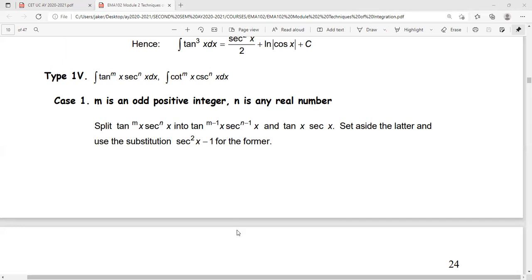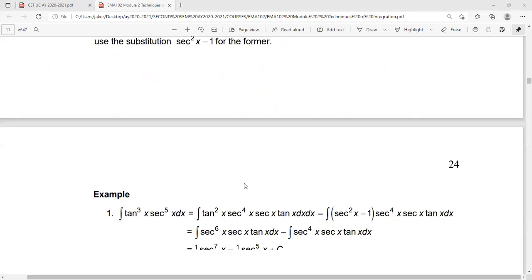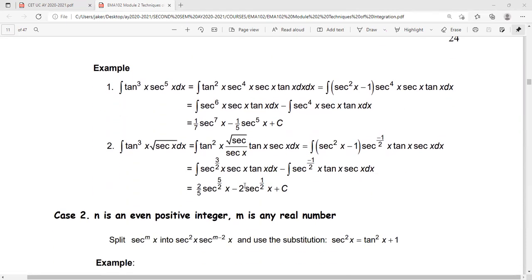Now, I think that would be difficult if I would just simply explain here, so it would be concrete if we have examples. So look at here. m is any positive odd exponent. n is any real number. So this is your n. It's the secant that is raised to the n, and in the case of the cotangent, it's the cosecant that is raised to the n. So the exponent of the tangent and the cotangent is m here, class.